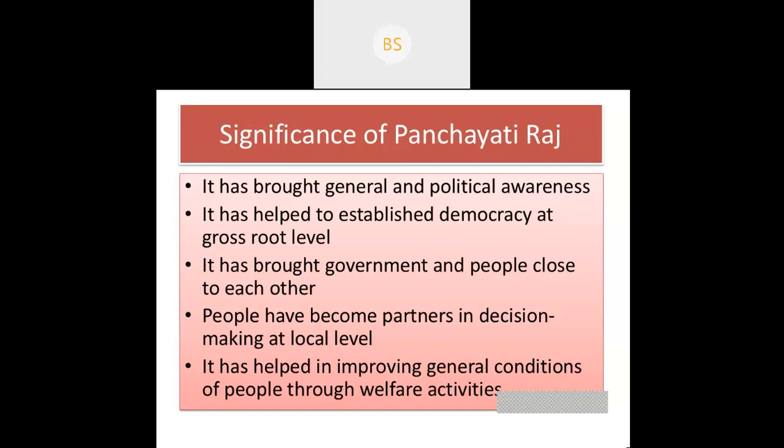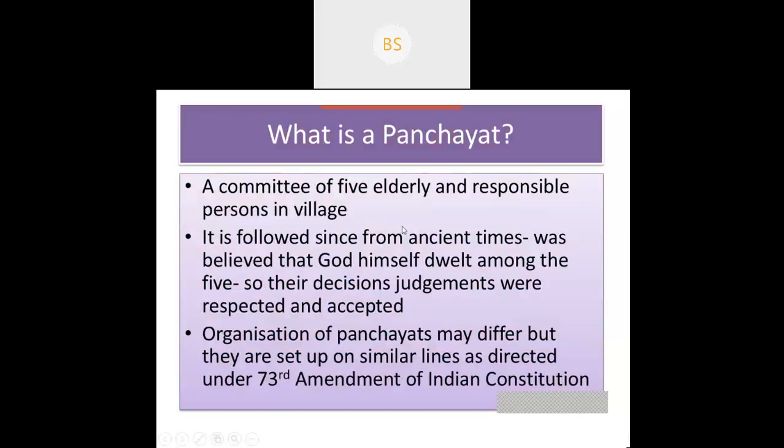You might be knowing this. Sometimes the government takes the initiative to provide free education to poor people. Even free medical facilities have been provided. All these activities are given by the government and Panchayati Raj to the people living at the local level. Now is it clear, children? Yes, ma'am.